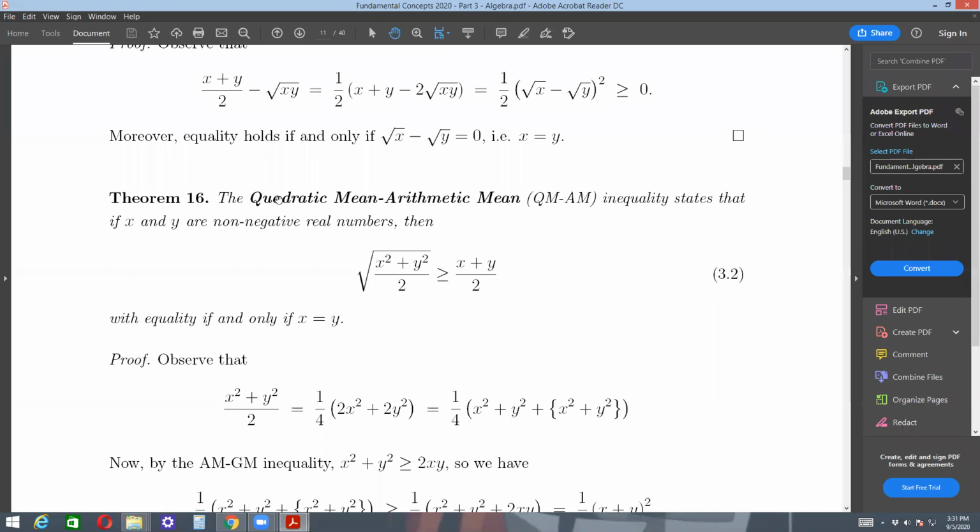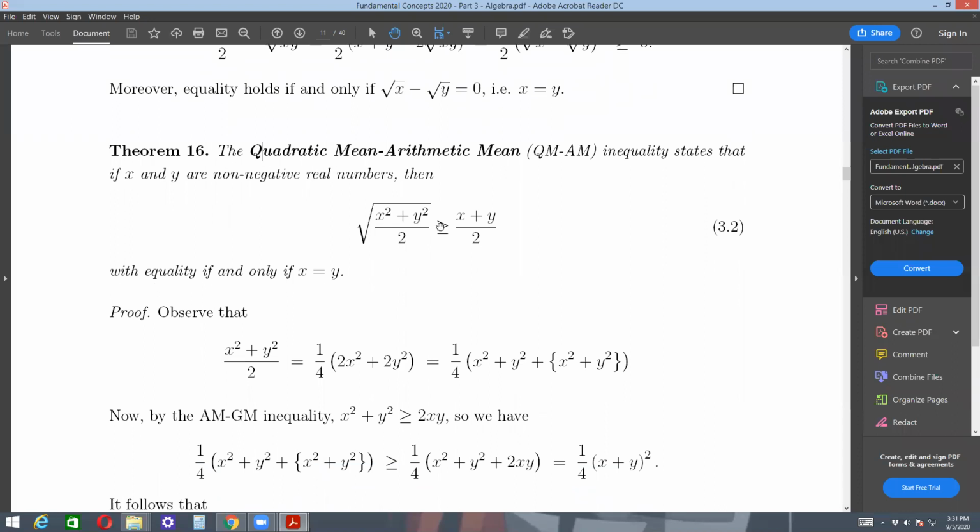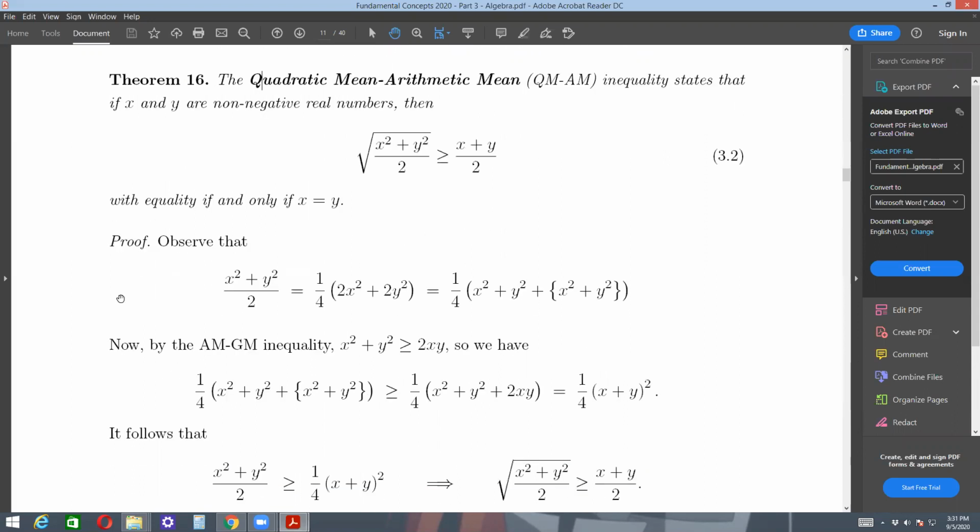And there's an inequality, the QM-AM inequality, which says that the quadratic mean is always greater than or equal to the arithmetic mean. Right? And again, in all of these, you would have equality if and only if the terms that you use are equal. So the proof for this one is given here.